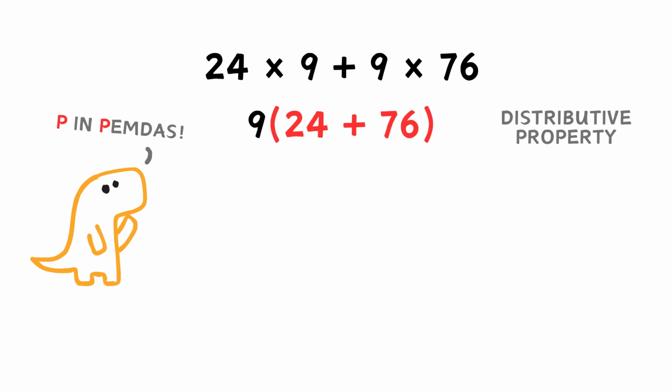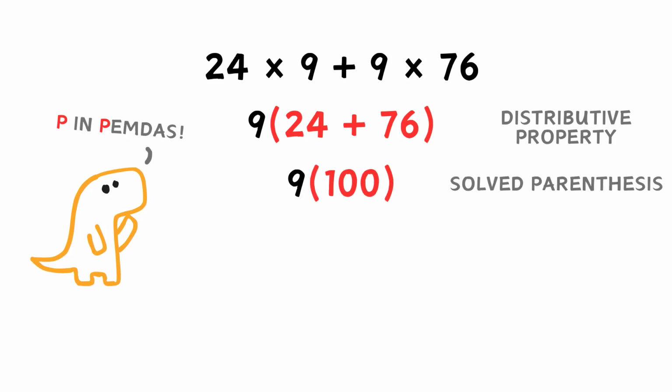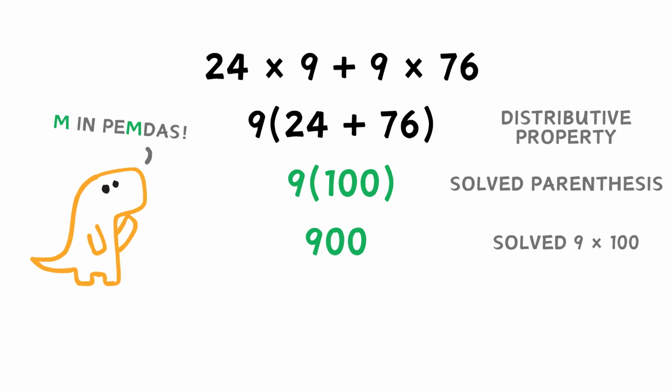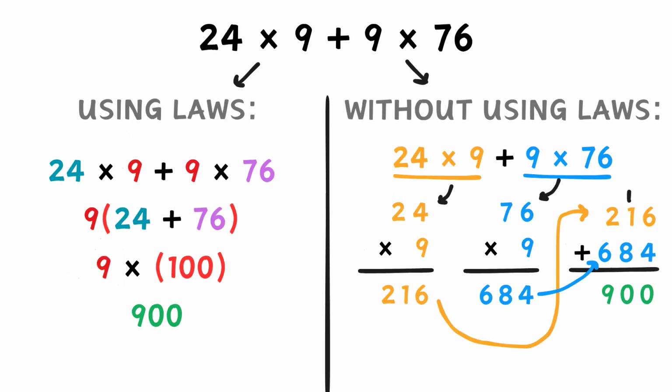Now let's solve the parentheses. 24 plus 76, that's 100. And 9 times 100 is 900. And that's the answer to this problem. We did a little bit of thinking and avoided some hard multiplication and triple digit addition. This one may have taken a bit of thinking. But see how math laws really make life easier? That's why it's so important to know them in and out.